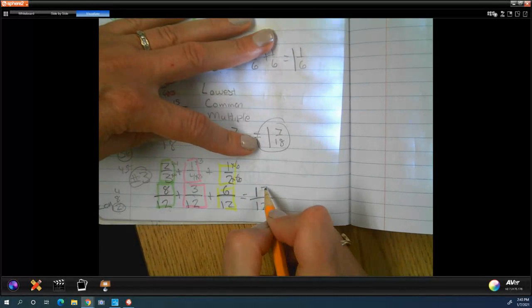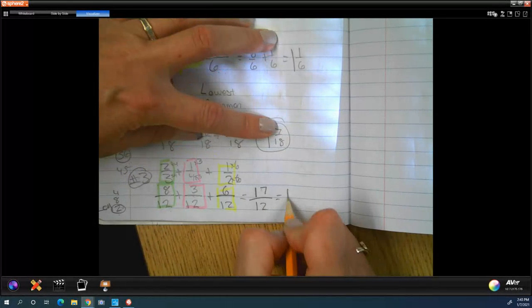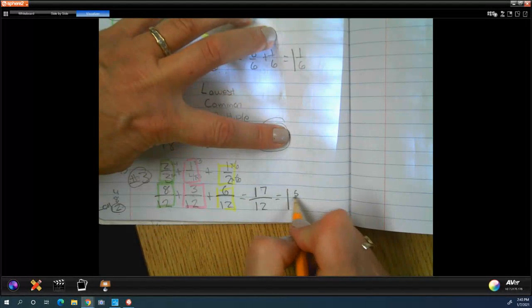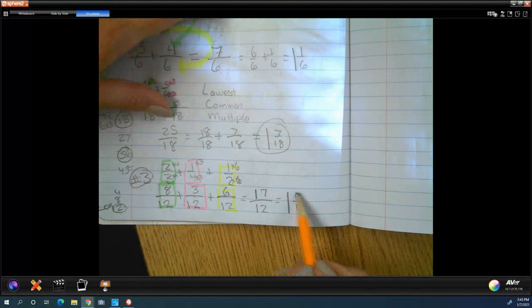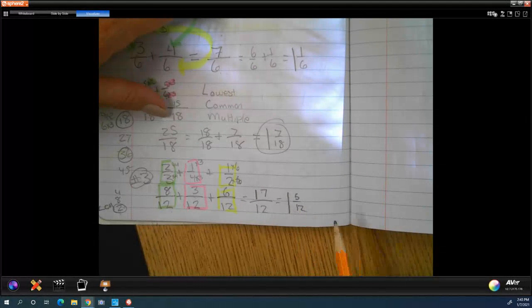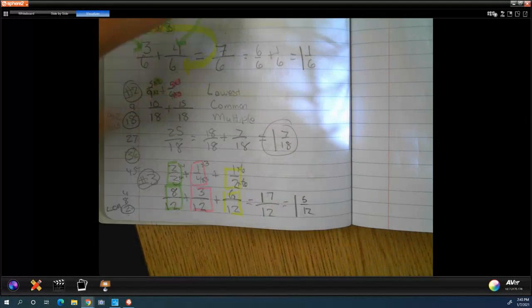This is an improper fraction. I can't leave it that way. That's really 1 whole, or 12 twelfths, and 5 twelfths. Can I reduce 5 twelfths? No, because 12 is divisible by 2, but 5 is prime. You can't divide 5 in any kind of way. So that's the end.